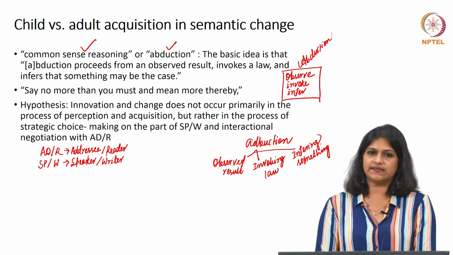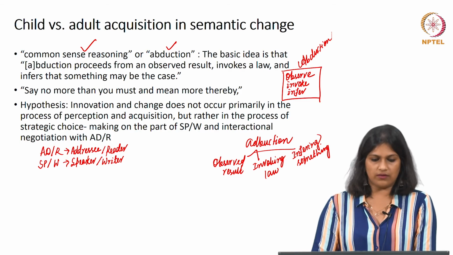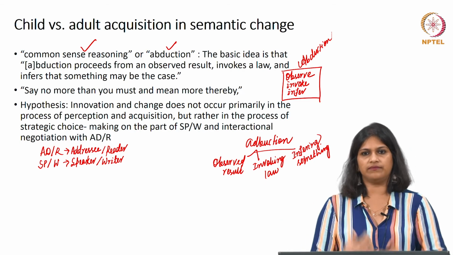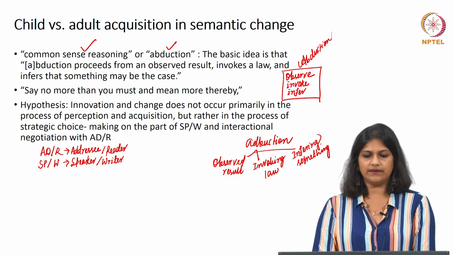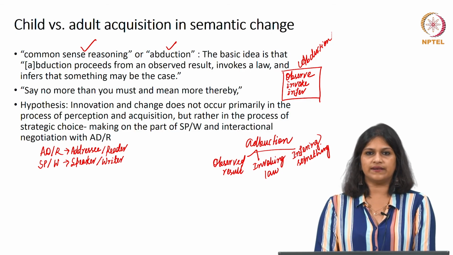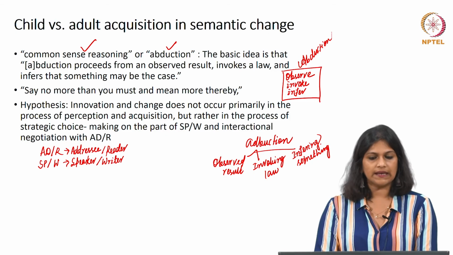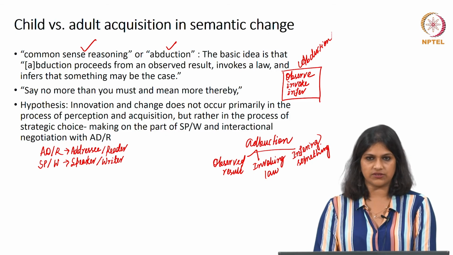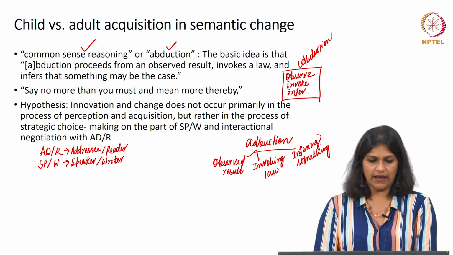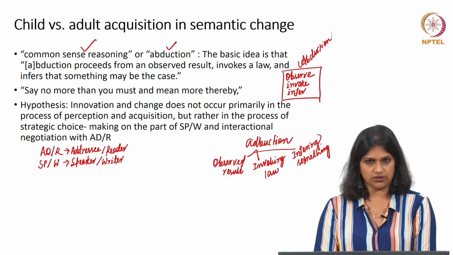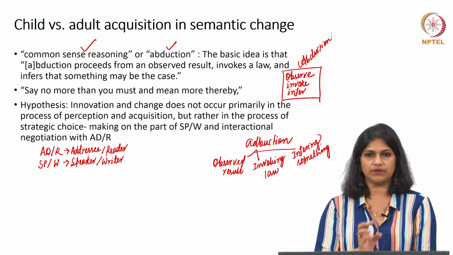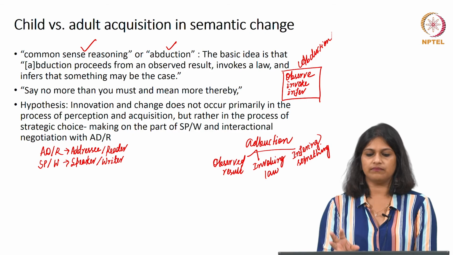So, let us try to summarize what we have learned so far. The first thing is that we understood there is a particular strategy involved in child language or adult language acquisition as far as semantic changes are concerned, and that is known as common sense reasoning or abduction. And what is abduction? We understood that the basic idea in abduction is that it proceeds from the observed result, invokes a law, and then infers something may be the case.